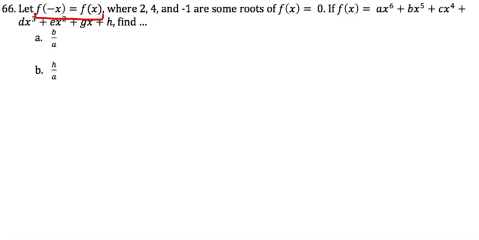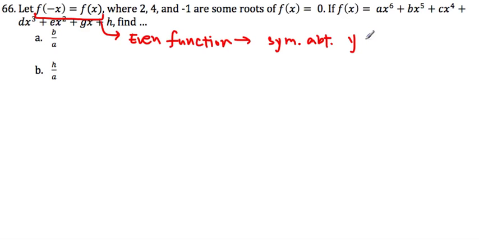Now, in other words, even function means it implies that the function is symmetrical about the y-axis. Alright, so knowing all those things, we get to realize if 2, 4, and negative 1 are some roots of this function, where this function, as you can see, has 6th degree, that means we should have 6 roots. Then where are the other 3 roots?